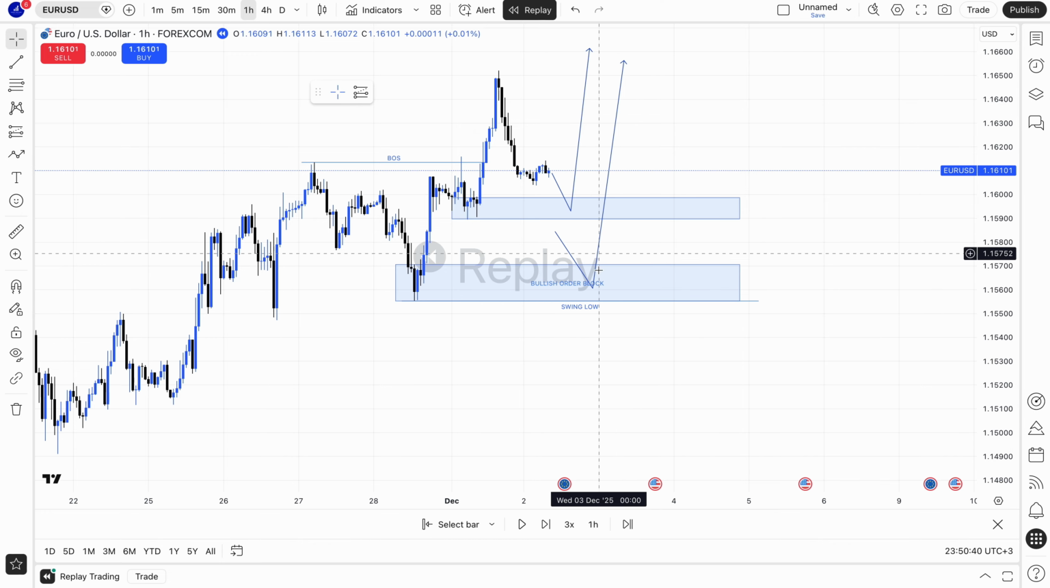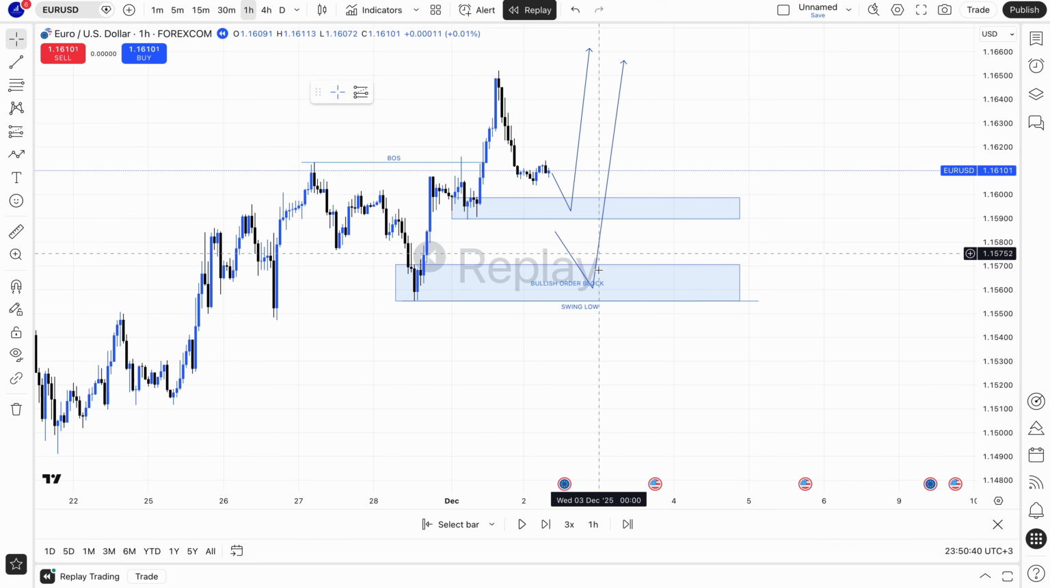London open came, then we had that tap in this first order block. So we had to go down to 30 minutes. Then you had to wait for the price to break and close above this. That was one of our confirmations here. Then we had to wait patiently, and then we got our confirmation.